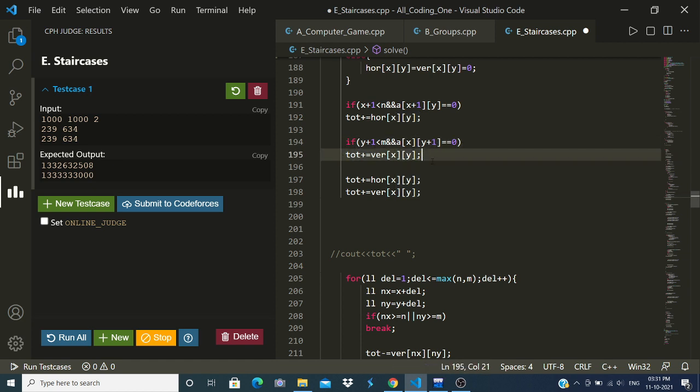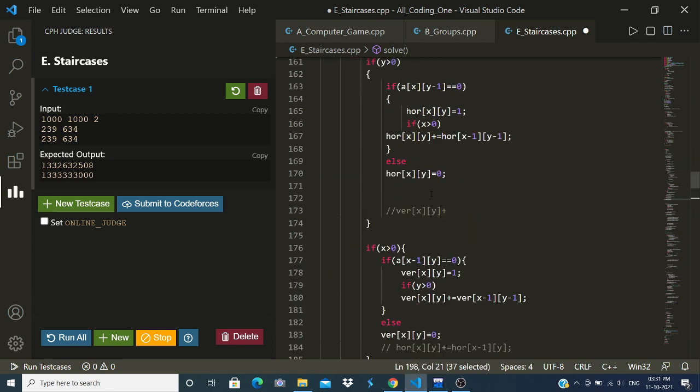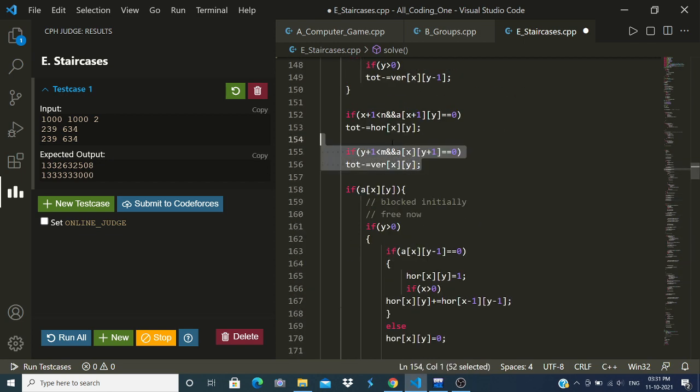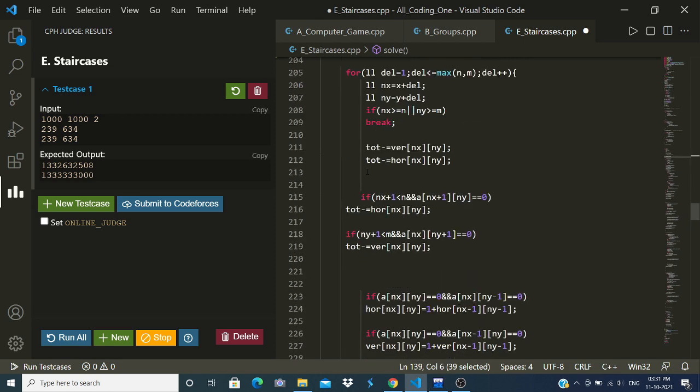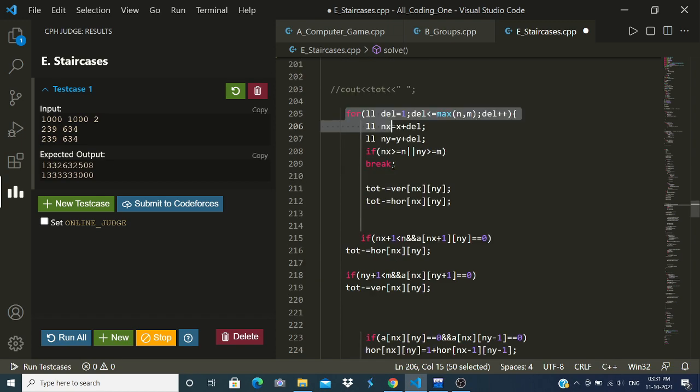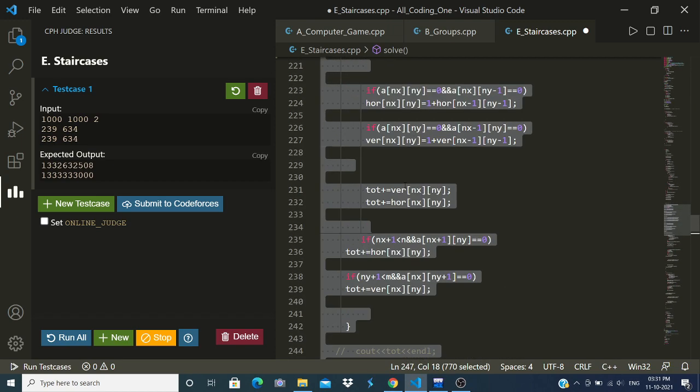Similarly for vertical, right? And after updating the horizontal of xy and vertical of xy, we are again adding it, because we have removed it earlier over here, so we need to add them. And we are just updating this for every cell.